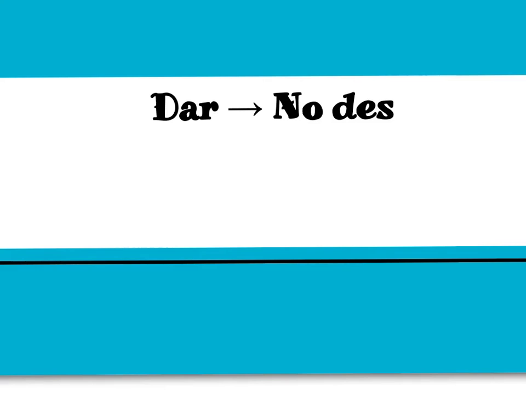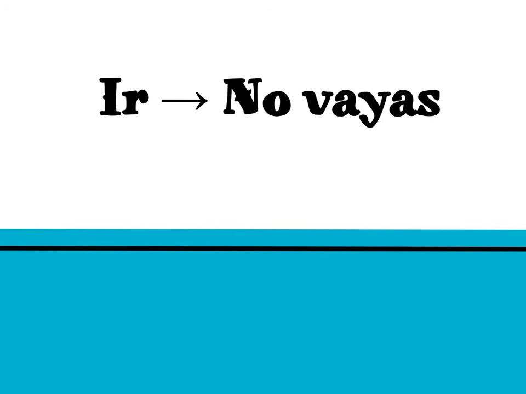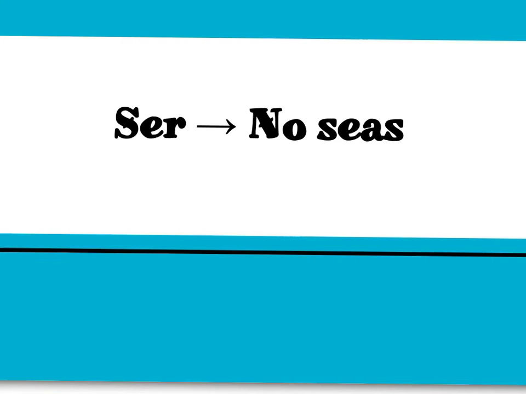There are some verbs that are irregular in the mandatos. Dar turns to no des. Estar turns to no estés. Ir turns to no vayas. Saber, no sepas. Ser, no seas. Now let's talk about pronombres. So those are the only verbs that are irregular using the no mandatos, the negative commands. Those are the only ones that don't follow any kind of pattern.